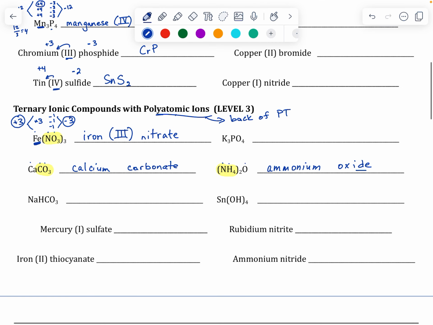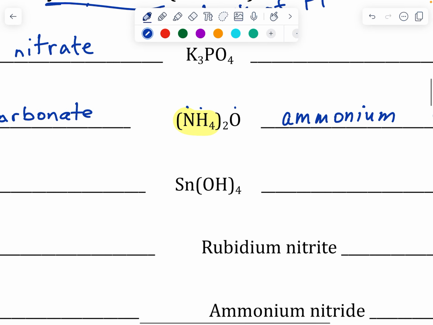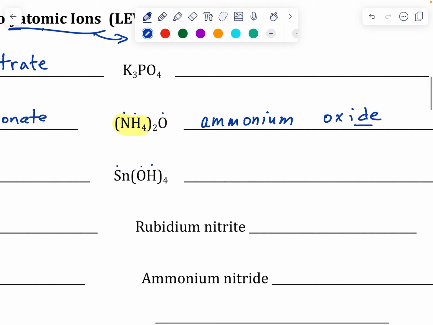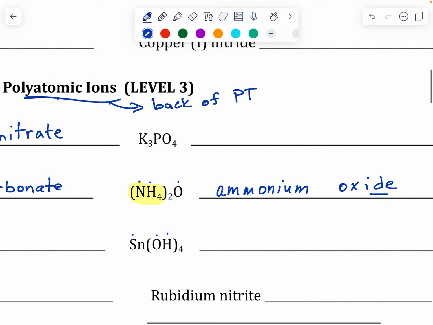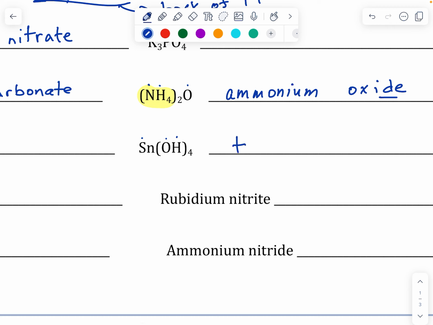All right, let's do one more. Why not? Well, let's do this one. So here I have 3 elements. I know that I'll have a polyatomic in here somewhere, right? 3 or more elements mean that I'll have something that's on the back of the periodic table there. Sn is tin. Tin is a transition metal, so this one will need a Roman numeral.